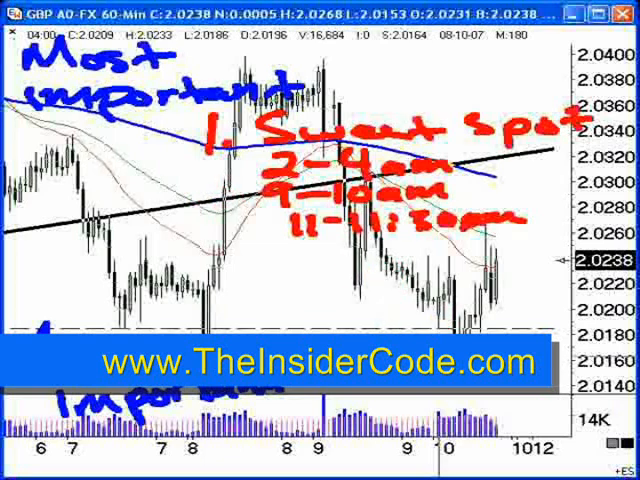And you may decide to come back in every 10 or 15 minutes and take a look at the screen and see what's going on. But the main thing here is that it's the sweet spot. That's the most important. And the idea here is that if you don't have this one thing, then you're not even looking for a trade.